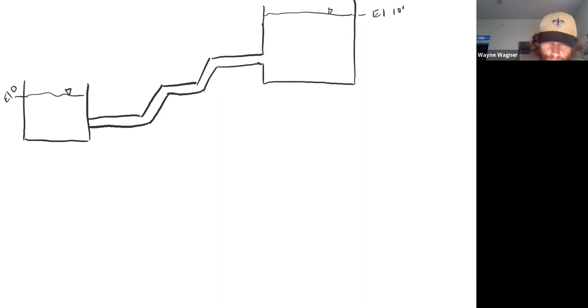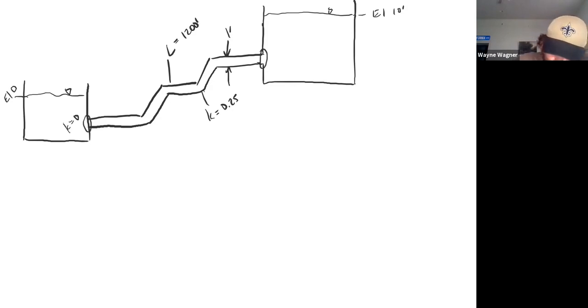Okay, the total length of this pipe, L, is 1,200 feet. And this has a diameter of, I think that's given, 1 foot. And each of the bends has a loss coefficient of 0.25. This and this have a K of 0, because they just decided to tell you to ignore that. By they, in this case, it was me.